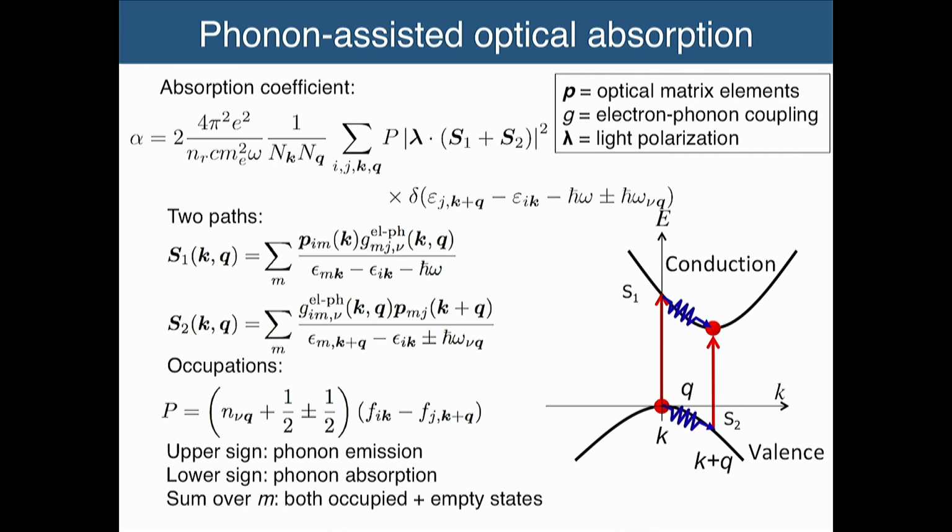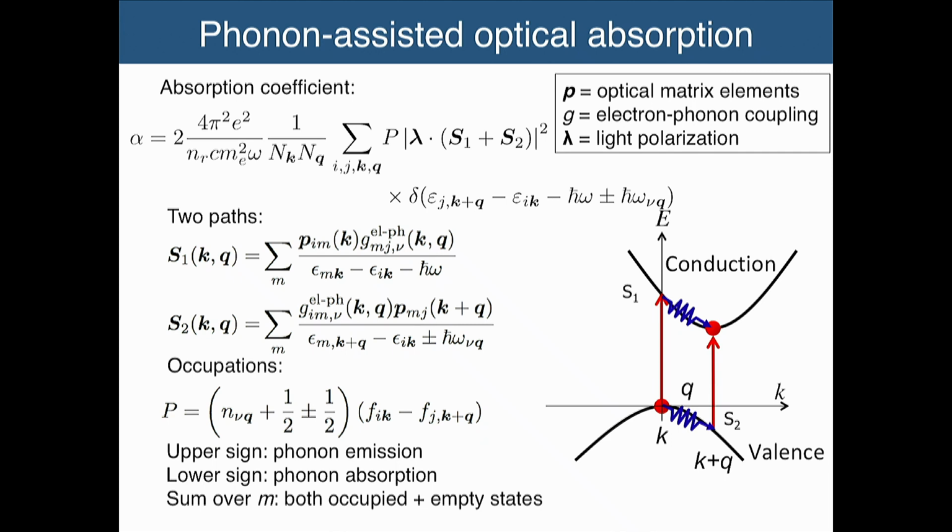There's also a statistical factor P here, which accounts for the occupation numbers. Again, we must ensure that we go from an occupied state to an unoccupied state. You can't go between 2 occupied states, of course, or 2 empty states. But we also need to multiply by the phonon occupation numbers, the Bose-Einstein occupations. The upper sign corresponds to phonon emission, so here we have n+1. So phonon emission is possible even at 0 temperature. Even if you don't have phonons, you can always emit a phonon. The minus sign cancels this term, so you just get simply n_q. In that case, the absorption of phonons is proportional to how many phonons you have.